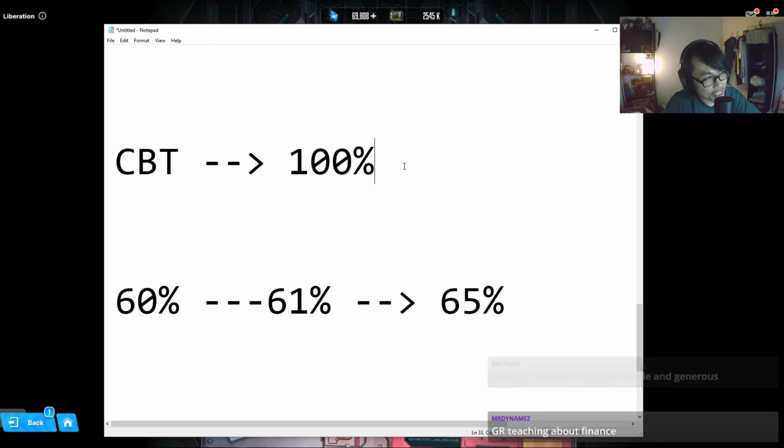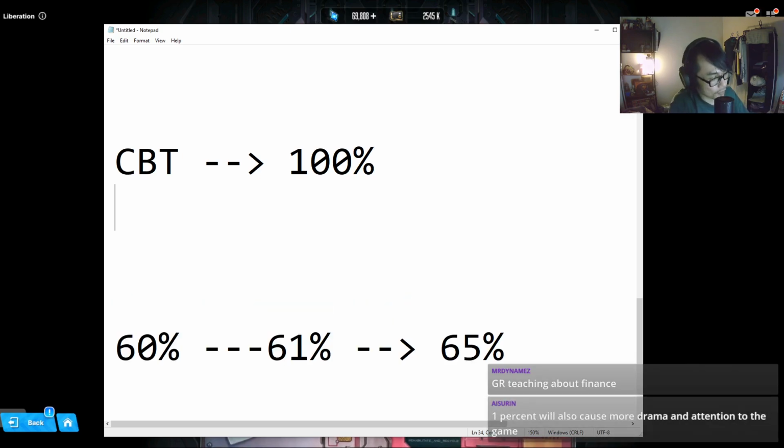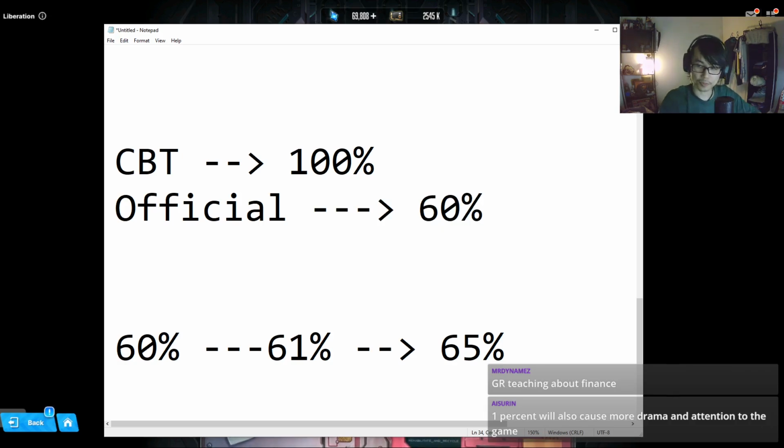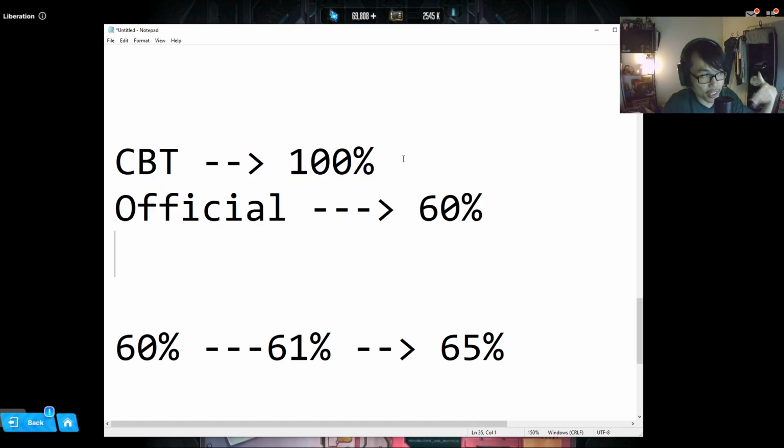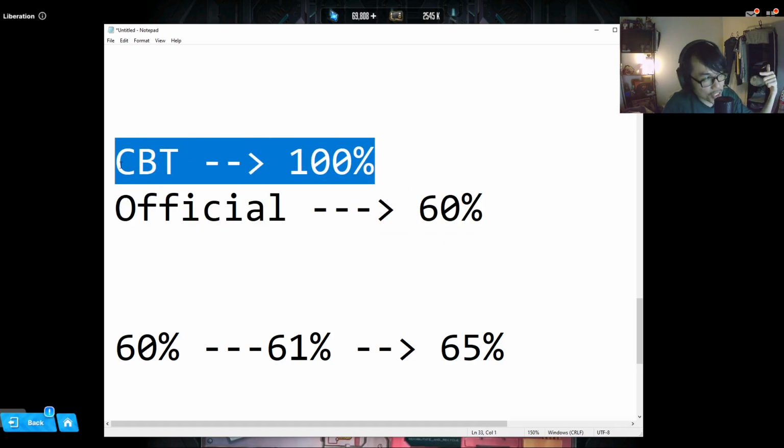So why do you guys think when the game officially released, they reduced it to 60%? Why is this not capped? Why do they reduce to 60%? Because they have the data. During the CBT, we found out that players are getting characters too easily. And you don't want that to happen sometimes. To your game, you don't want the SSR to be too easy to get.